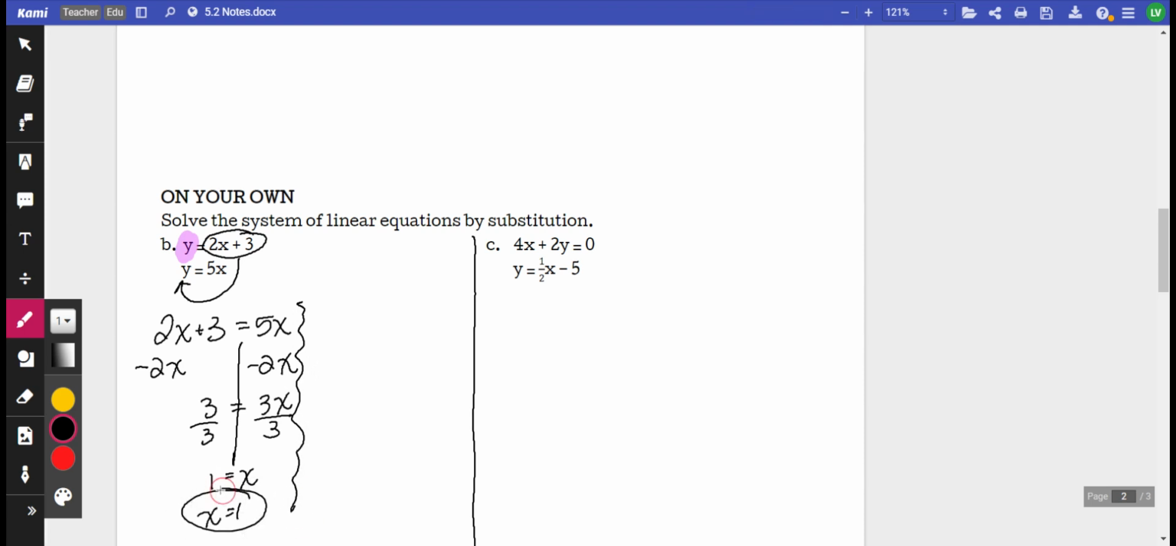Okay. Then I want to solve for my y. You can plug it into either equation. I'm going to choose the second one. So x equals 1, so y equals 5 times 1, y equals 5. So that means that my ordered pair is going to be 1, 5.